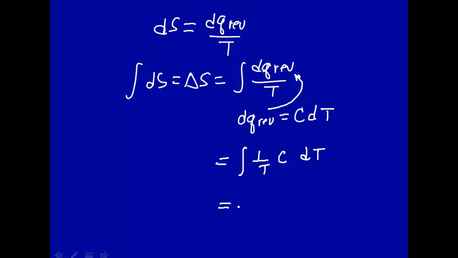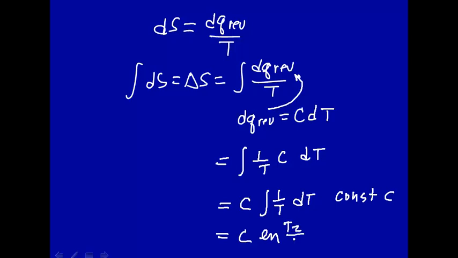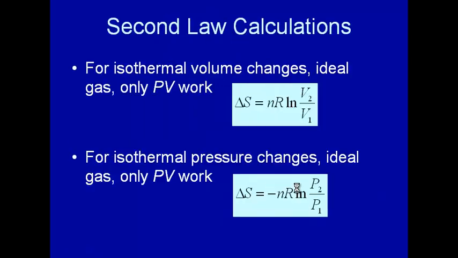And let's make the assumption that heat capacity is a constant. We can pull this out of the integral. So it will be the heat capacity, the integral of 1 over temperature dT, constant heat capacity C, and the integral of 1 over T is just C times the natural log of the final temperature divided by the initial temperature. This is how you would calculate entropy changes if the temperature is changing. Let's go here. Let's put some more restrictions on. Isothermal volume, ideal gas, only PV work.